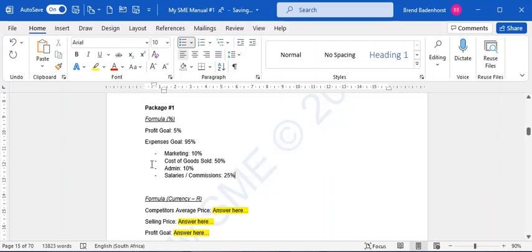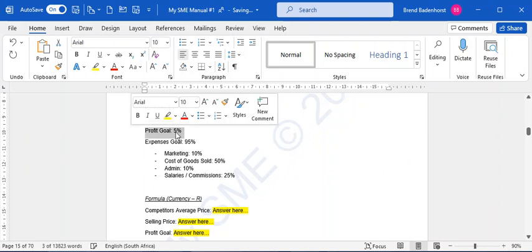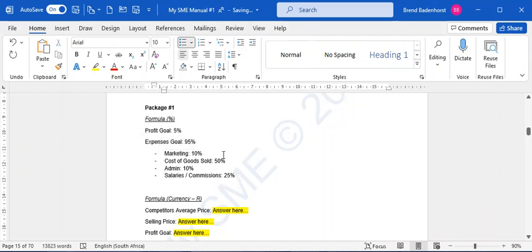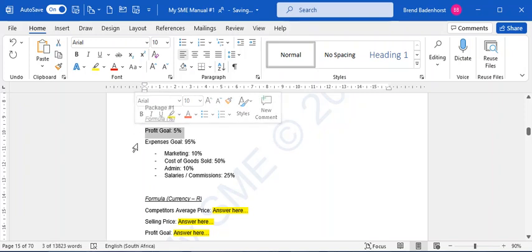Right, so that's how the model works. I've got a profit goal of 5%. My expenses then are 95%. 10% goes to marketing, 50% goes to cost of goods sold, 10% to admin, and 25% to salaries and commissions. In the long run, I know at least that I'm not going to make a loss. I'm going to make a profit in the long run. However, this might not be sustainable. So we'll have to take a look at this particular package and the pricing strategy to get it more profitable.